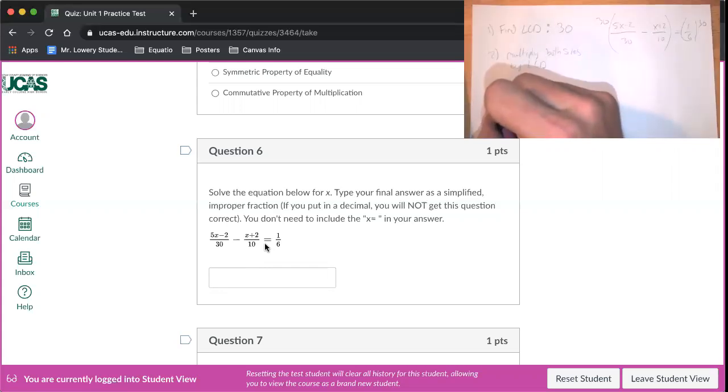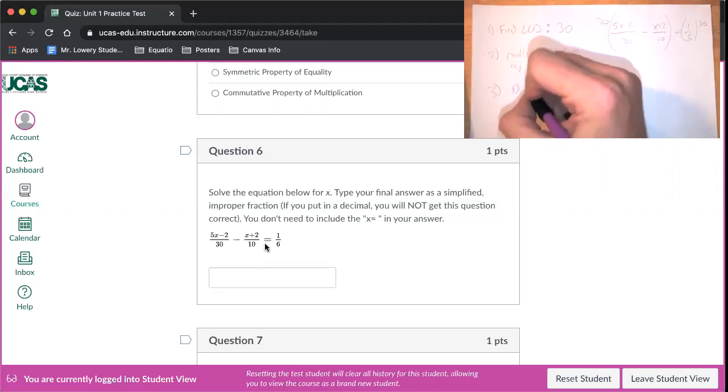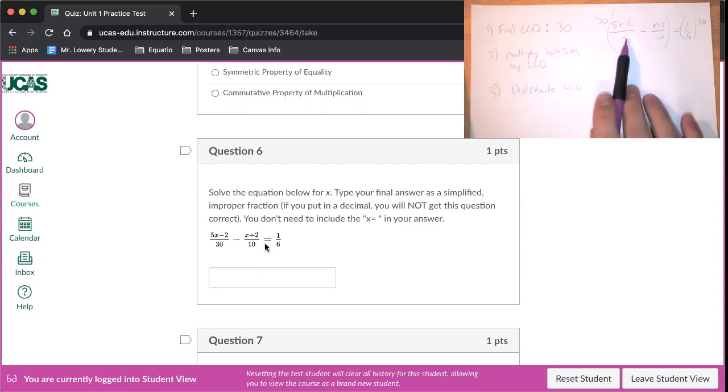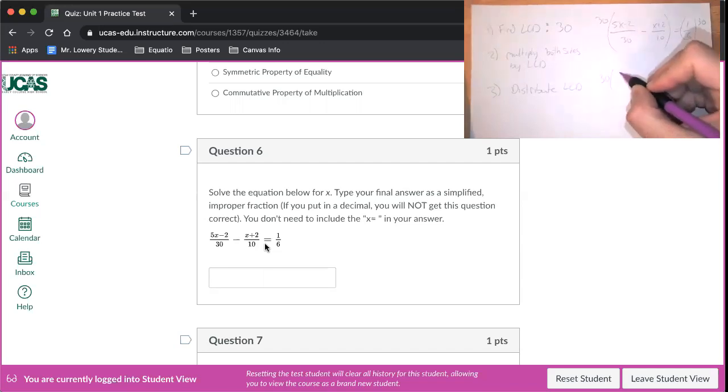Step 3 is to distribute, because we don't want to cancel anything yet. We don't want to cancel those 30s yet, although it's tempting. We need to distribute the lowest common denominator, because 30 doesn't just multiply this piece, it also multiplies this piece. And we can't cancel until it multiplies both pieces. So we have 30 times (5x minus 2) over 30 minus 30 times (x plus 2) over 10, and then equals 1 over 6 times 30.